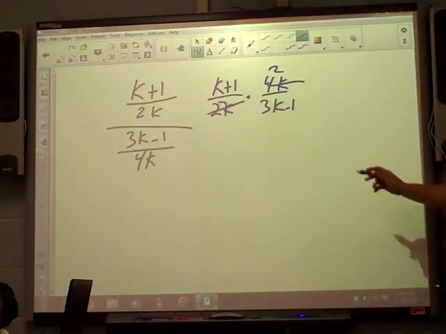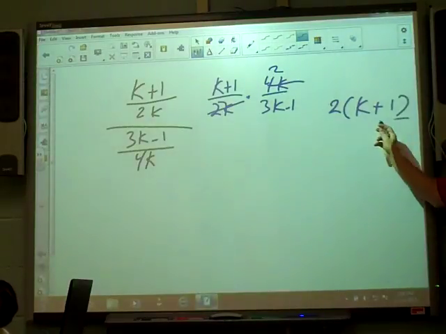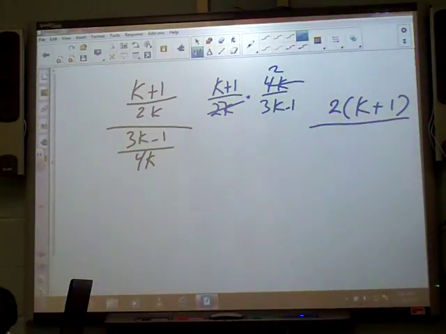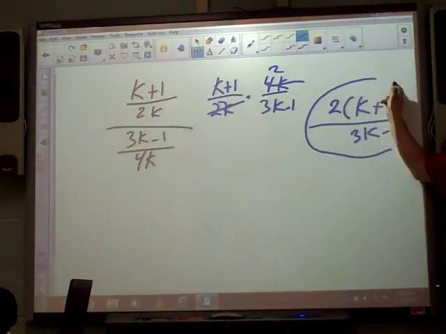So my numerator, I have 2 times (k plus 1). It's okay if you want to distribute that, but you don't have to. And then on the denominator, I've just got 3k minus 1.